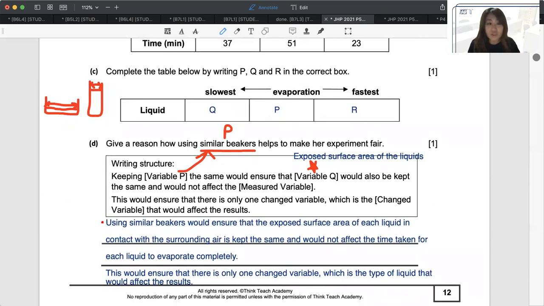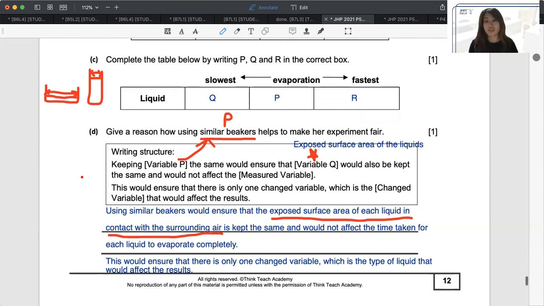So instead you can say keeping similar beakers, or in this case using similar beakers, would ensure that the exposed surface area of each liquid, and I'll explain further to say in contact with the surrounding air, would be kept the same. And would not affect, of course, don't copy the measured variable, you must identify it, which will affect the time taken for each liquid to evaporate completely. And then finally, this would ensure that there will only be one change variable, which is, again, identify the change variable for clarity, the type of liquids, that would affect your results here.